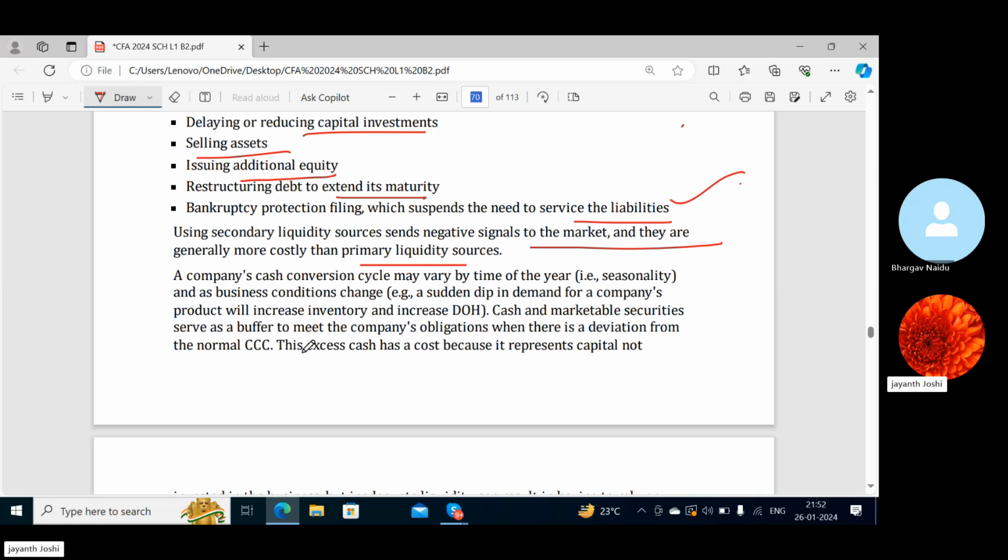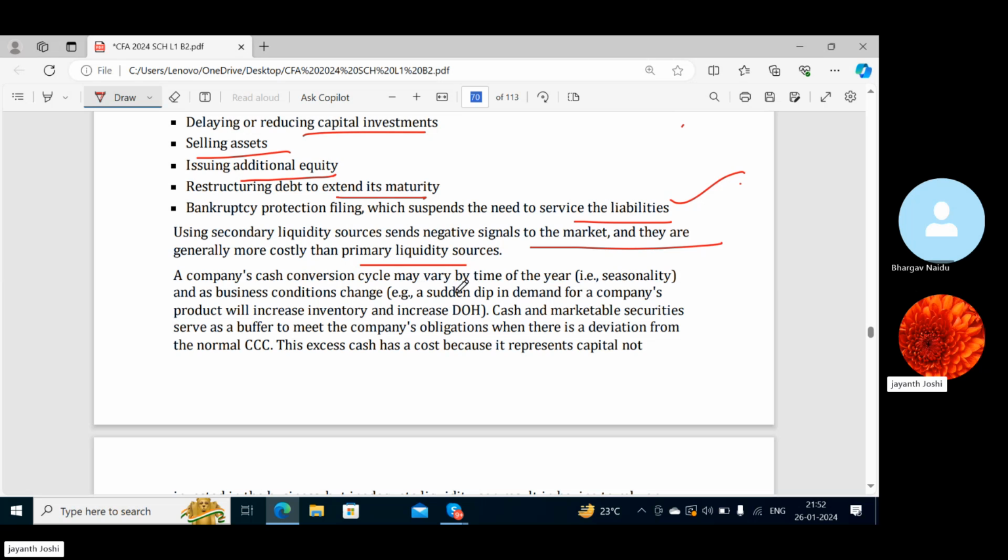Whenever you have your cash, you can try to invest in your business or use it for your business purpose, but it has an opportunity cost. Instead of investing somewhere else, you are investing in a business. But okay, because you think that is the best one, that's why you're doing that.